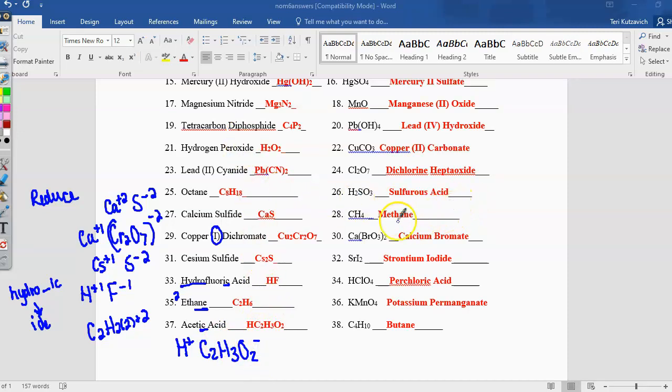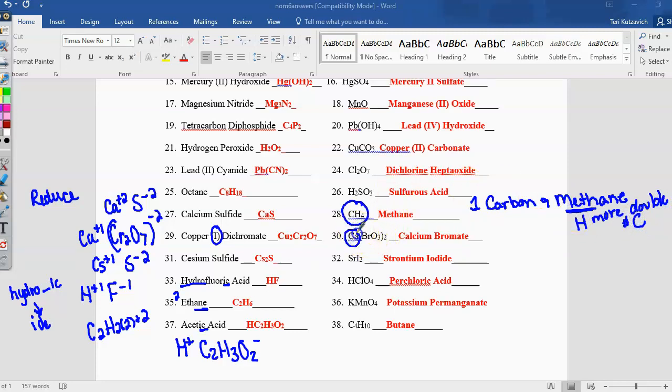This next one, methane, first of all, you know it's a hydrocarbon, and you only have 1 carbon. So 1 carbon is meth. How do I know it's an alkane? Because your hydrogens are more than double your carbons.